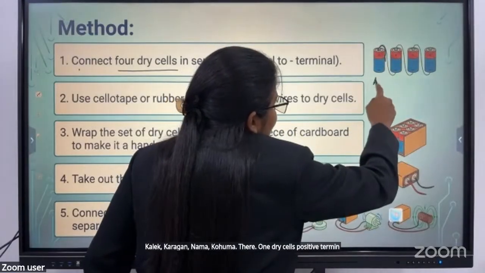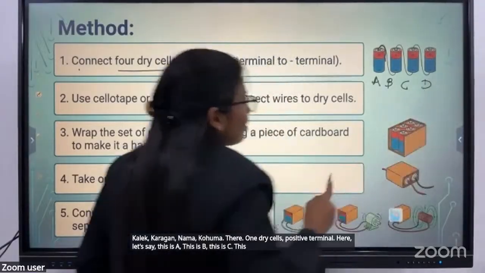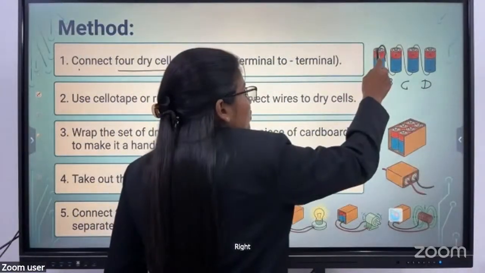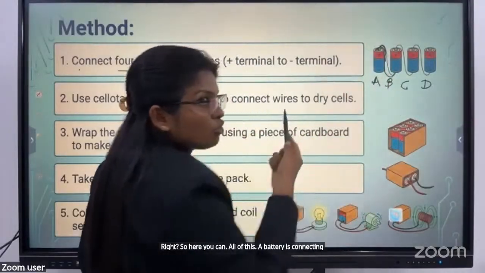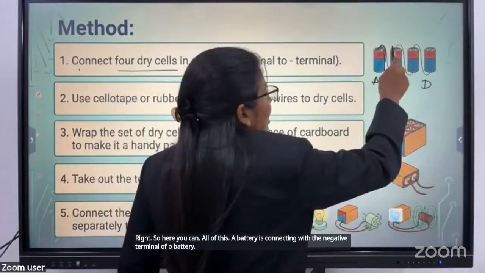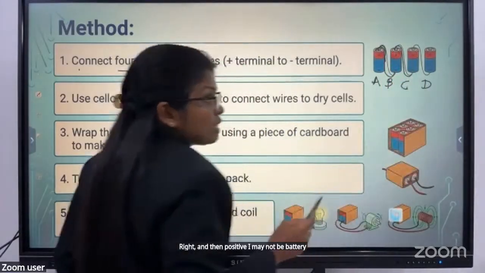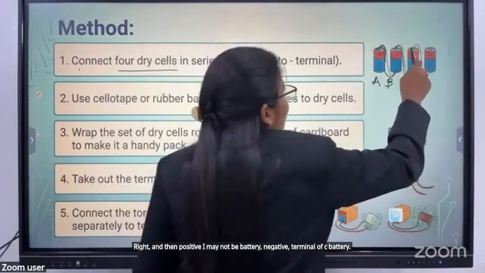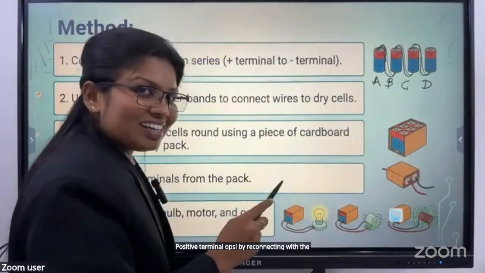Here let's say this is A, this is B, this is C, this is D, right? So here the positive terminal of this A battery is connected with the negative terminal of B battery, right? And then the positive terminal of B battery with the negative terminal of C battery. The positive terminal of C battery is connected with the negative terminal of D battery.